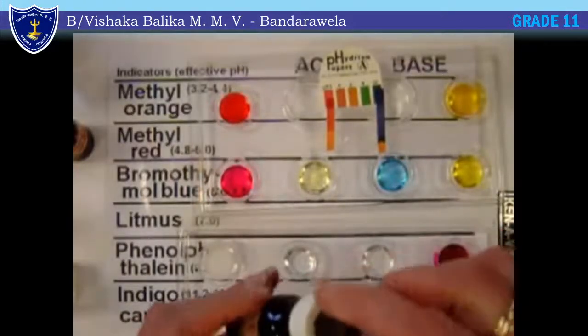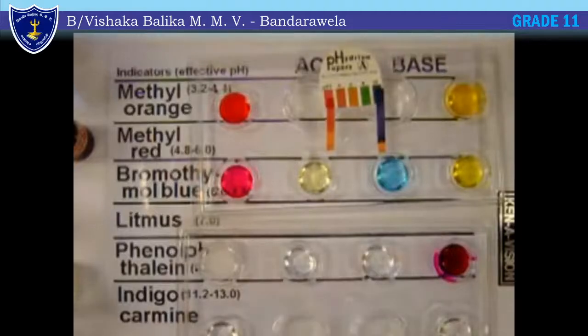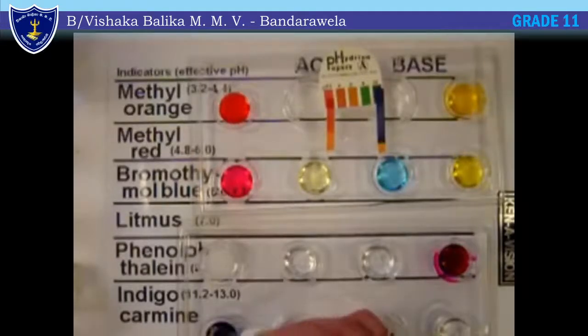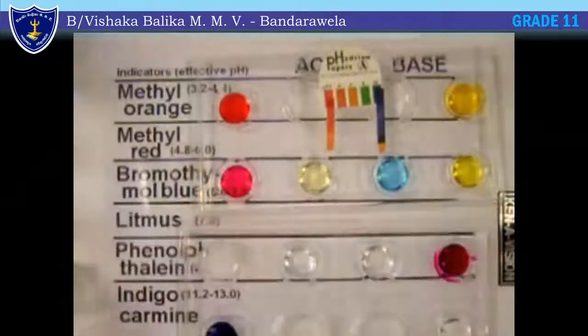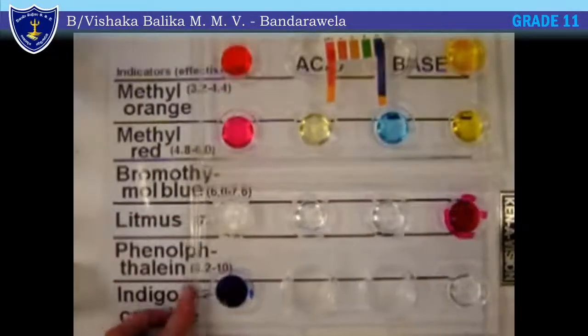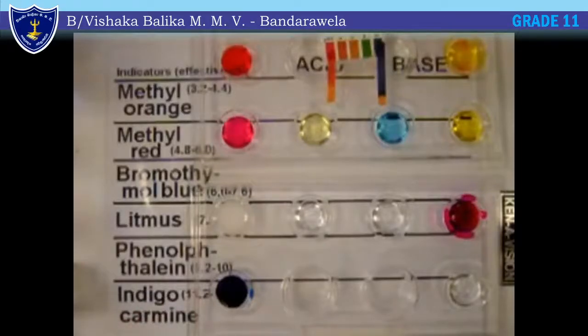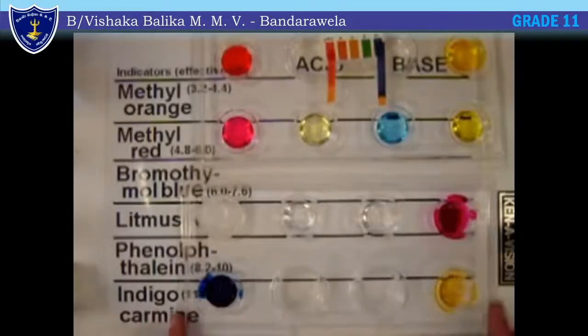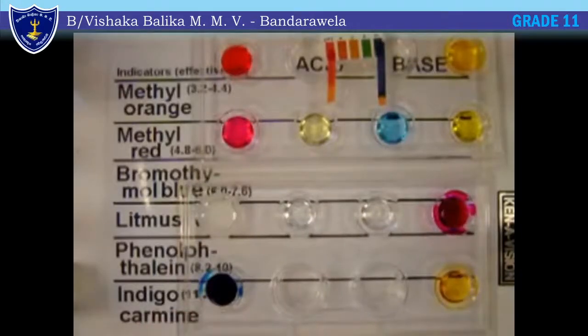Indigo carmine, when you put it into the acids. Indigo carmine is not given in your syllabus or the book, but we can have an idea about indigo carmine, a bluish substance. You can see it turned dark blue in acids, but when you put it into the bases there is no color change. Sorry, it turns the yellowish color in bases.